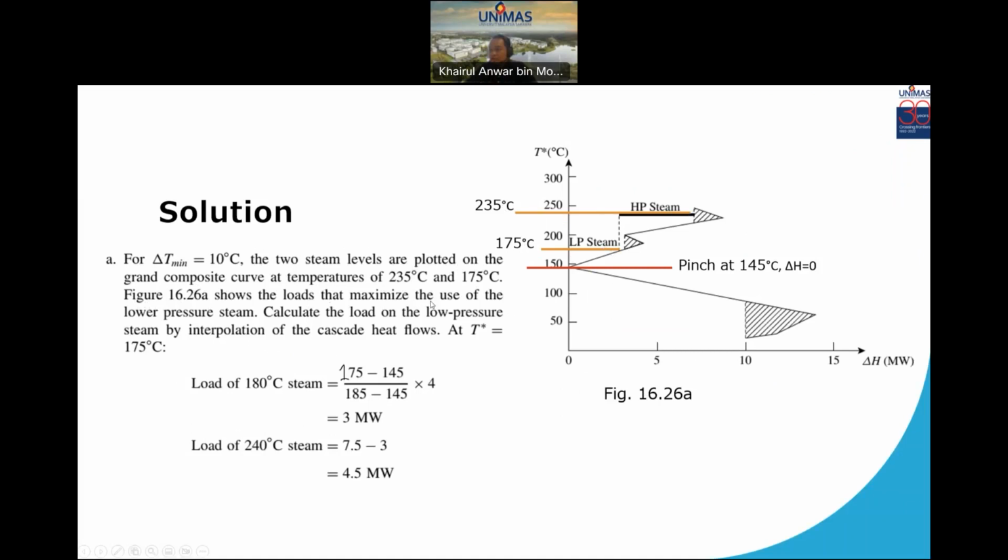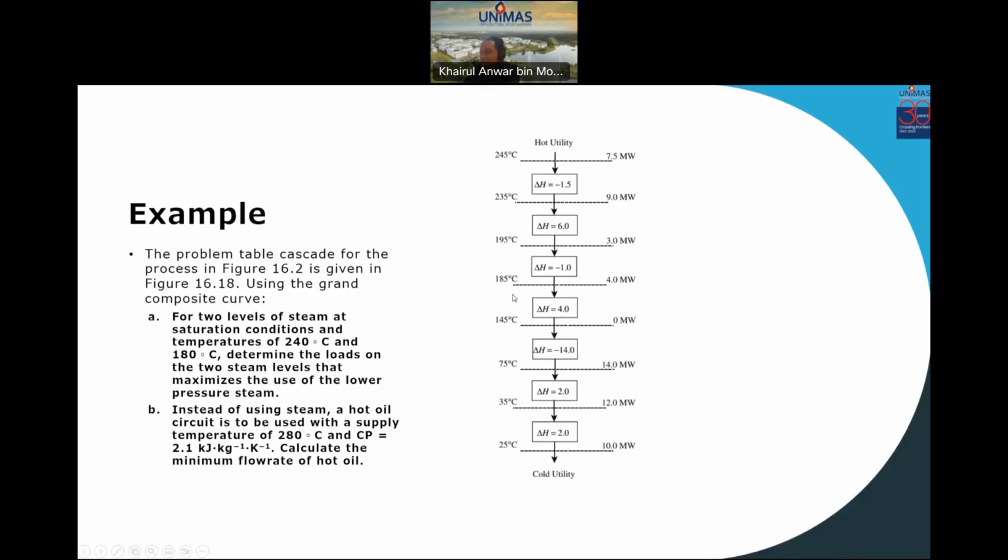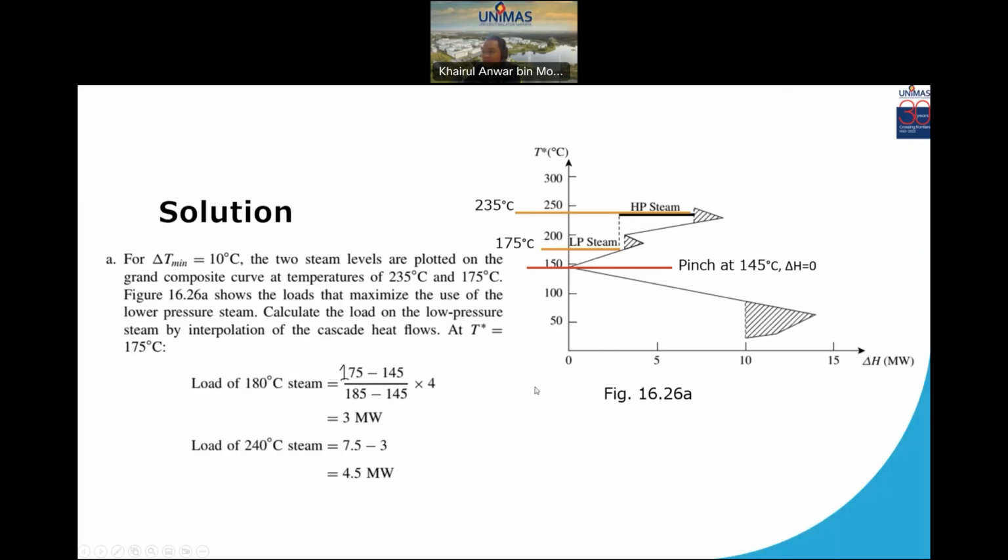This figure shows the loads that maximize the use of the lower pressure steam. Calculate the load on the lower pressure steam by interpolation of the cascade heat flow at T asterisk equal to 175. So for 175, you need to conduct an interpolation between 185 and 145. 175 is in between this interval. Here it represents 4 megawatt at 185 degrees C minus 0, because at the pinch, 145 degrees C, delta H is equal to 0. So the load of 180 degrees C steam is equal to 3 megawatt.